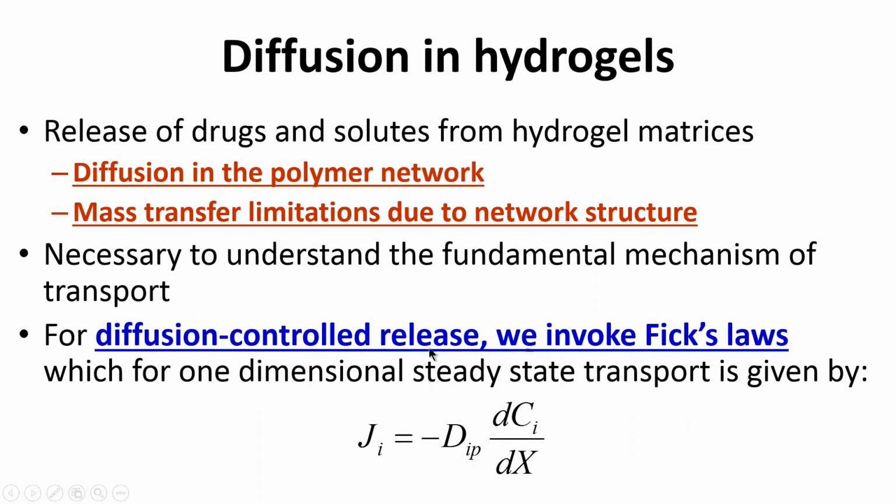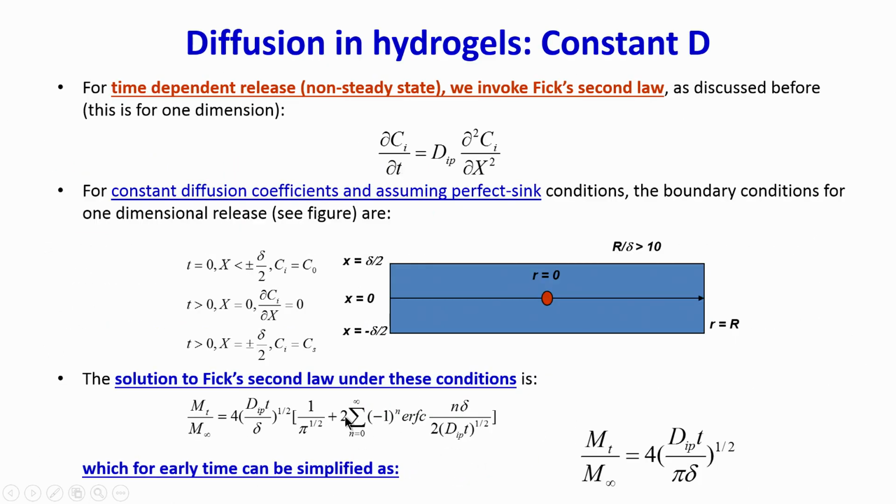So, if it is a diffusion controlled release, we can use Fick's law, where the flux is equal to the diffusion coefficient times the change in concentration. That is to start with. So, let us say for diffusion in the hydrogel there is a constant D that we are going to consider. For time dependent release we will invoke the second law, which is defined by this in one dimension.